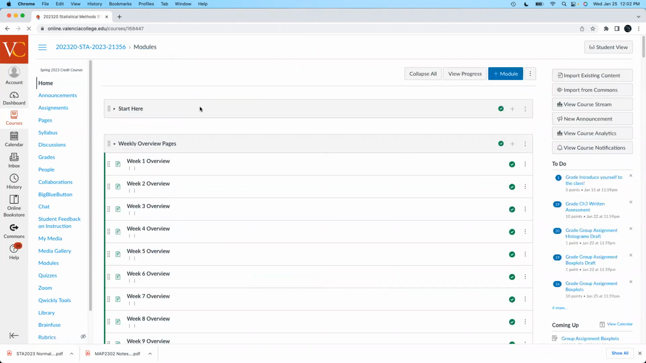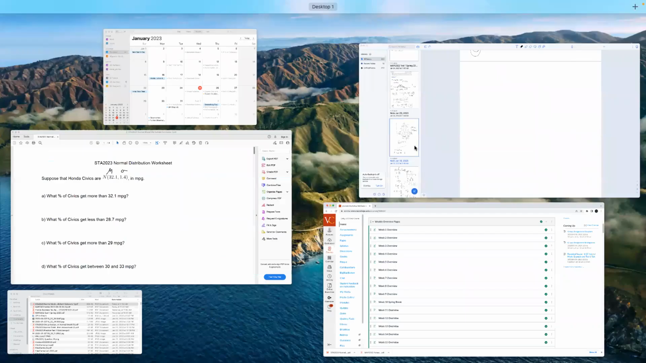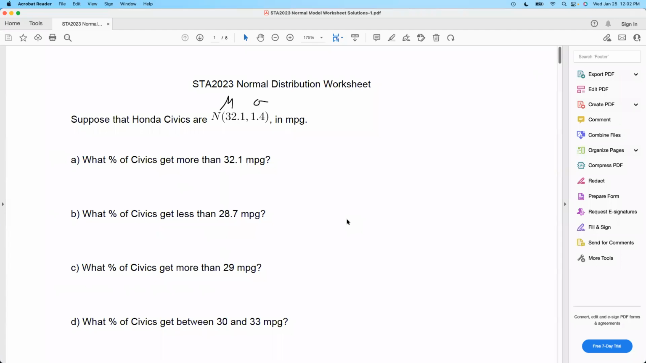All right, let's take a look at this worksheet. So this was our setup here. We are told that Honda Civics follow a normal distribution in terms of their fuel efficiency. I made these numbers up, by the way. Don't go out and buy a Civic based on what I'm writing here. They do get good gas mileage, though. But we're told here they follow a normal model with mean 32.1 miles per gallon and population standard deviation 1.4 miles per gallon.